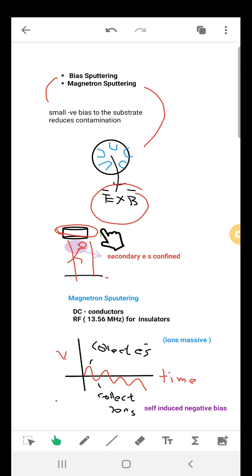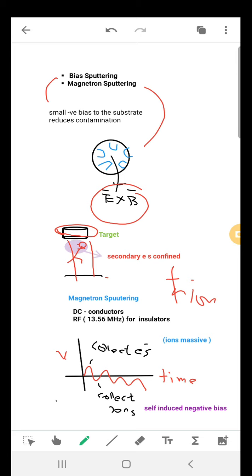Now there are 2 ways by which we can do magnetron sputtering. Either DC magnetron sputtering, which is for conductors, or AC magnetron sputtering, also called radio frequency magnetron sputtering. In DC magnetron sputtering, we keep the cathode at a constant negative value, and the ions come and hit the target. So this is good for conductors.